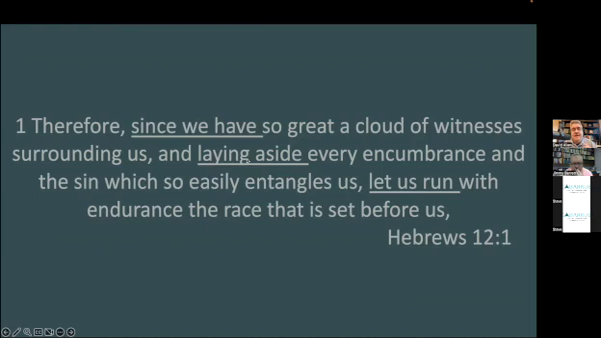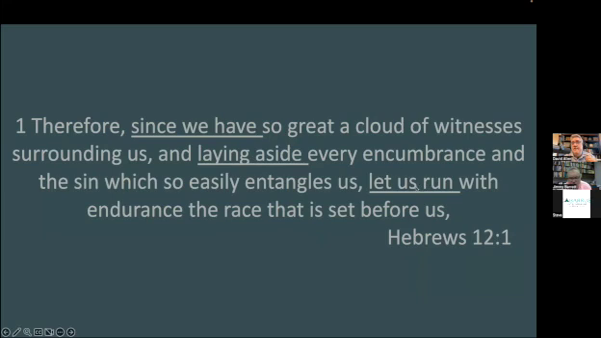Laying aside every encumbrance and the sin which so easily entangles us. All right, that clause is also a subordinate clause. Therefore, by definition, it has to modify something. What does that clause modify? Well, it too is modifying the main verb. Let us run with endurance. In fact, notice it's telling you how to run or what to do as you run. Let us run, laying aside every encumbrance and the sin that easily entangles us. So this clause is a subordinate clause, and it too modifies the main verb, let us run.